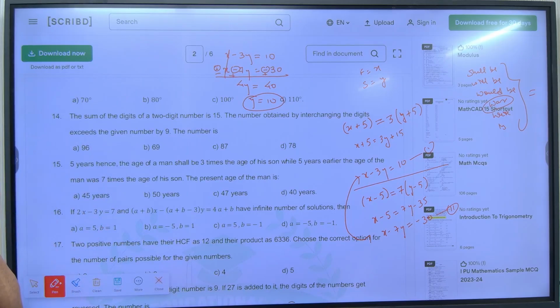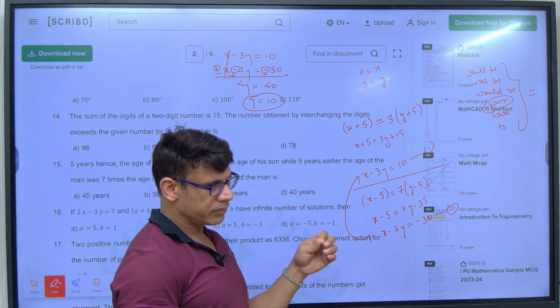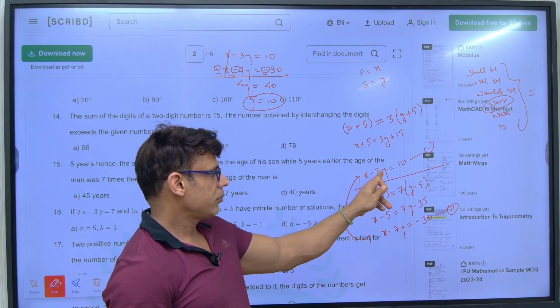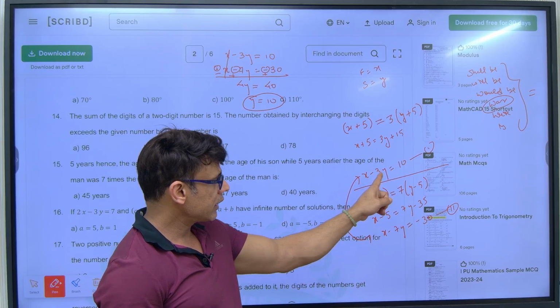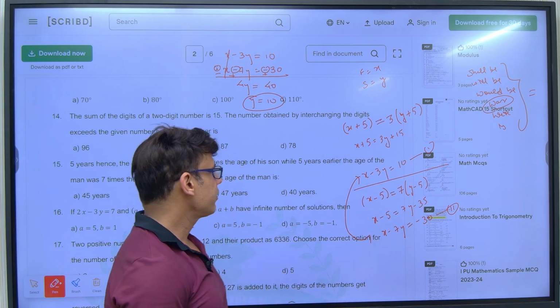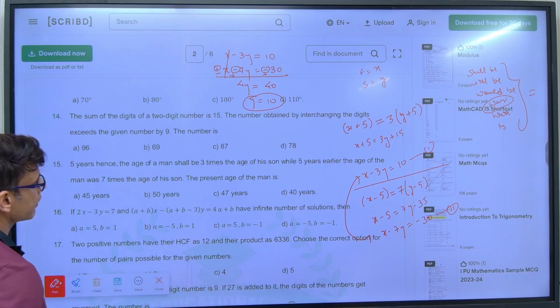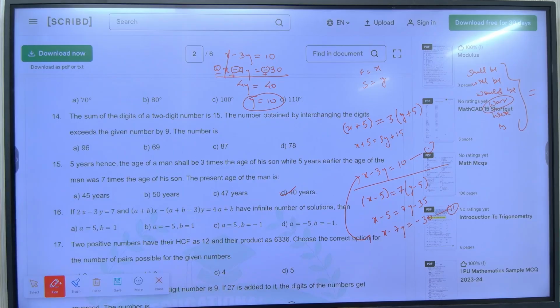If Y is equal to 10, put it in any of the equations to find the age of father. Father is X minus 3 into Y, which is 10, so minus 30. Go to that side. 10 plus 30, 40. What is the age of father? 40 years, right?